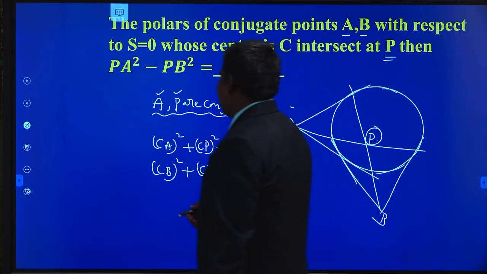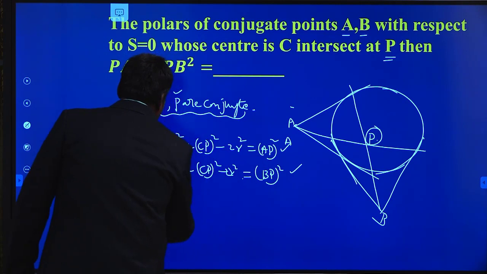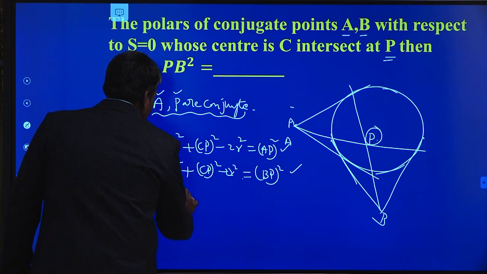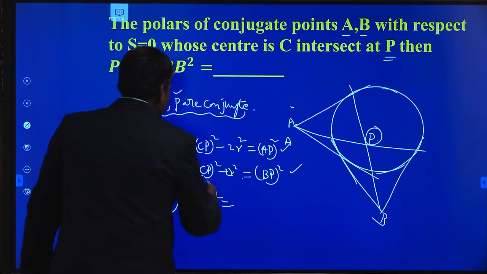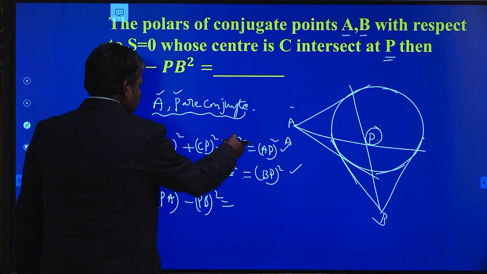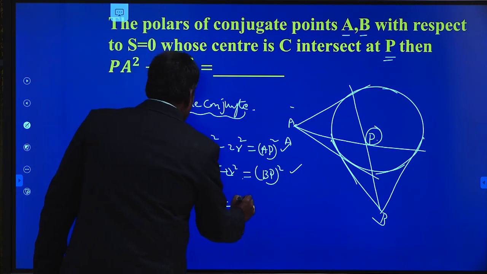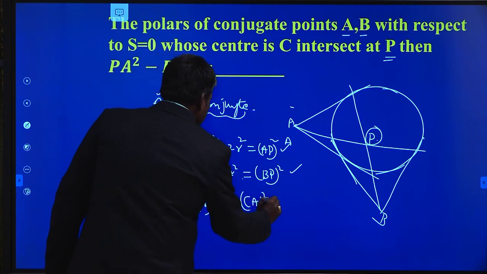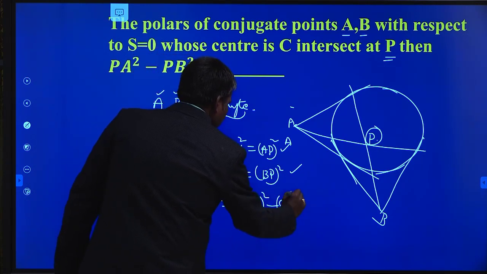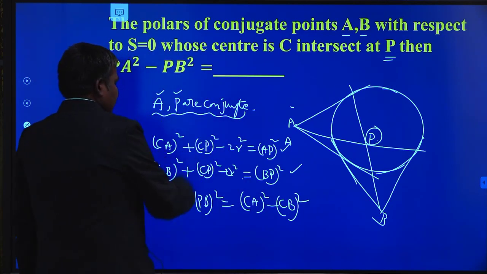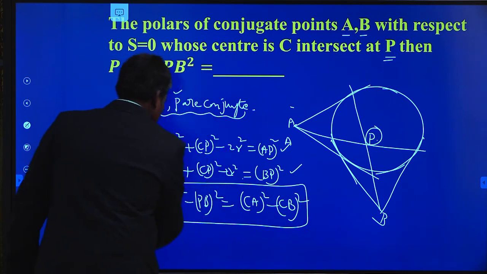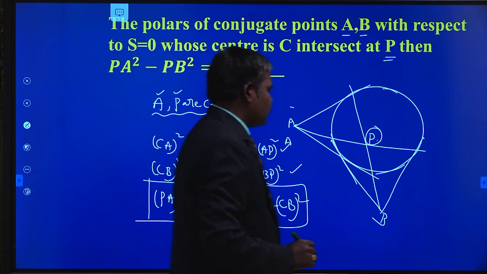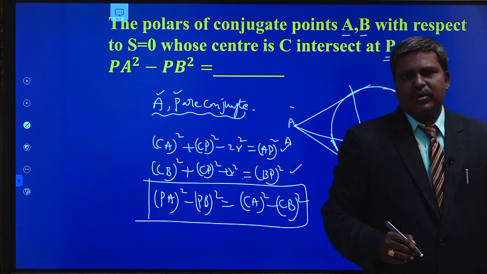Now, AP square minus BP square, or PA square minus PB square, is nothing but, by subtracting this equation from this equation, CA square minus CB square. 2R square gets cancelled, CP square also gets cancelled. Therefore, this is the result. PA square minus PB square is equal to CA square minus CB square.